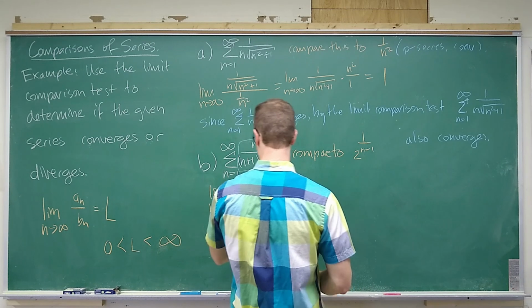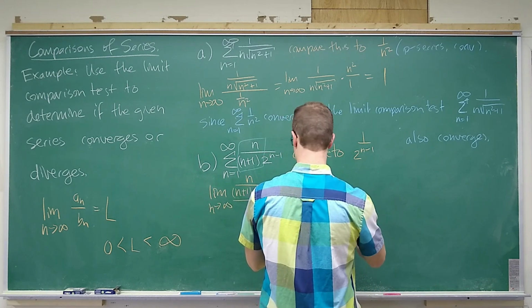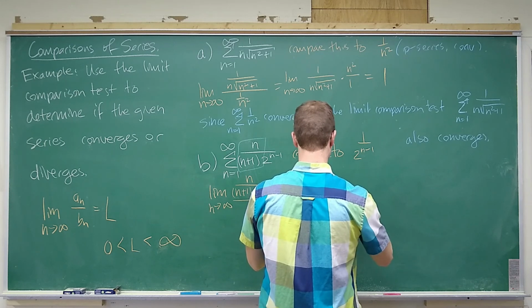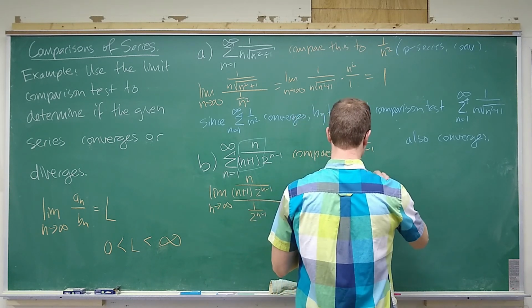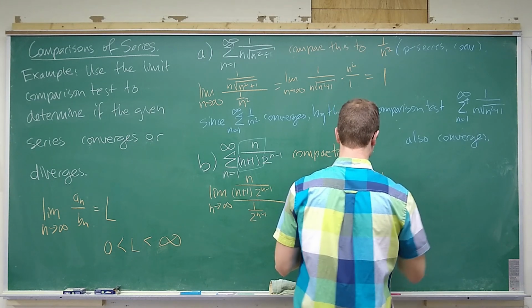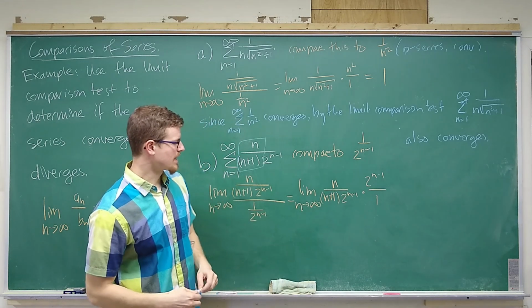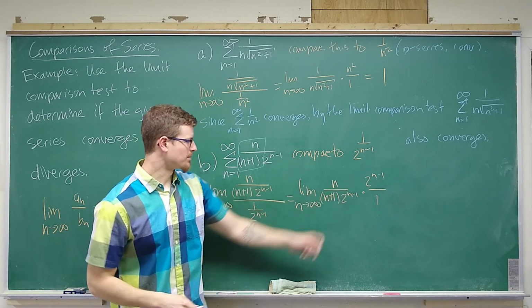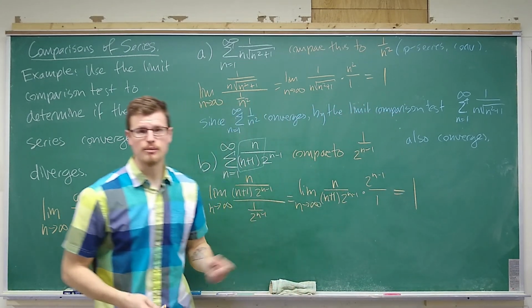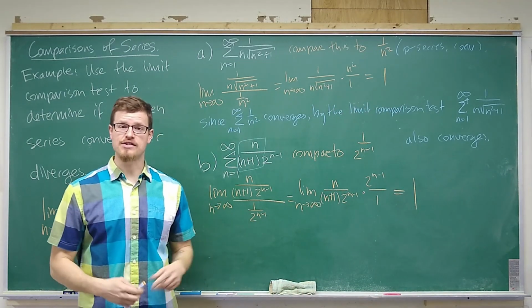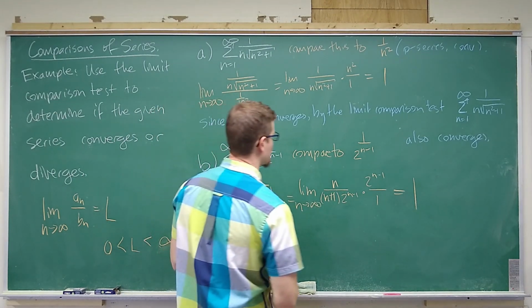All right, so limit as n goes to infinity of n over n plus 1 times 2 to the n minus 1, times 2 to the n minus 1 over 1. Of course, the 2 to the n minus 1s will cancel out, and the limit of n over n plus 1 is just 1. So again, we have a limit which is non-zero and finite. This is where we want to be careful.